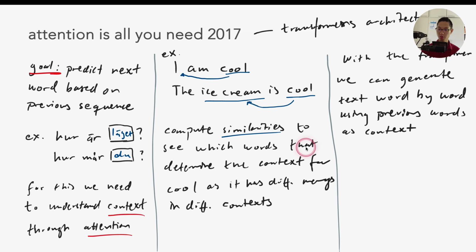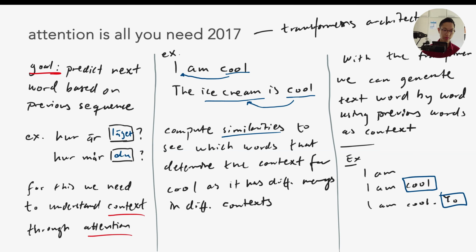How does it know what is determining it? It depends on all the training data that it has gone through. You have sent in a lot of training data and it has learned these patterns. With the transformer, we can generate text word by word using previous words as context. For example, I am, and then it looks into its training data and sees that cool appears a lot of times, and then it will predict cool with the highest probability.